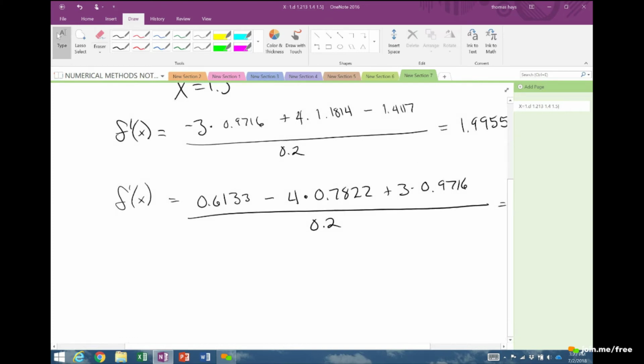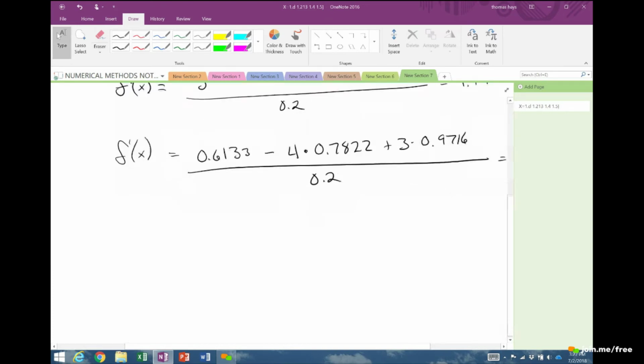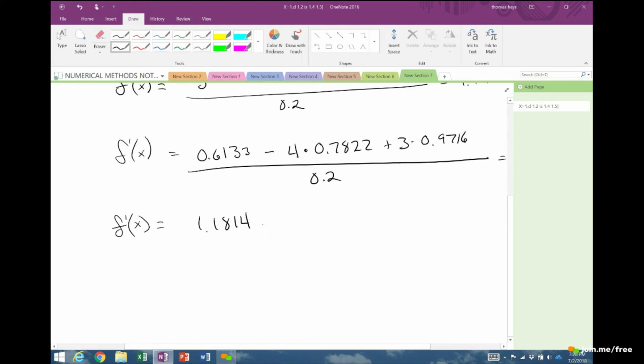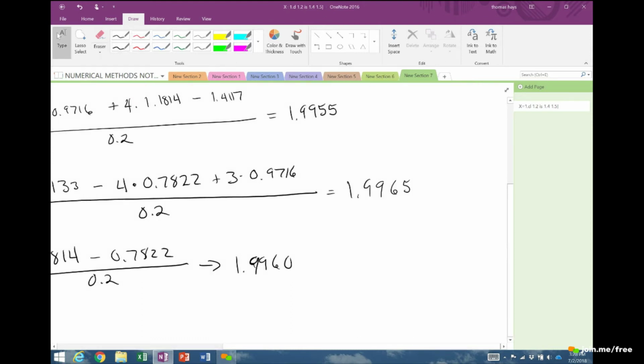And then lastly, we do the central difference formula, which really just looks 1 point ahead, 1 point behind. So f prime of x equals 1.1814. That'd be the I plus 1 term minus 0.7822. That's the I minus 1 term divided by twice the step size, so 0.2. Gives a derivative value of 1.9960, which lies directly between the two values we've otherwise predicted.